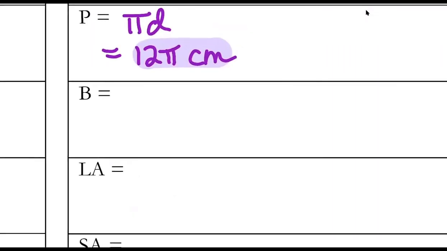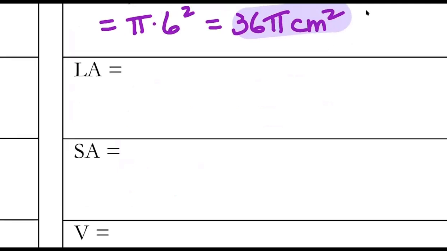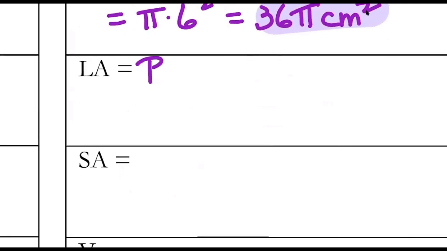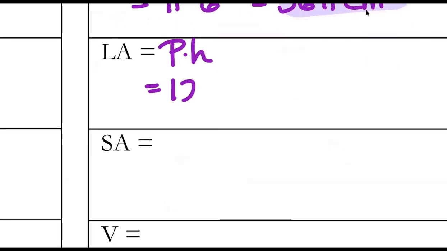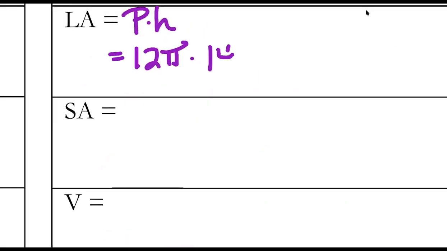Base area, pi r squared. So that's pi times 6 squared, 36 pi centimeters squared. Lateral area, perimeter times height. The perimeter was 12 pi. The height is 14. 168 pi, and that would be in centimeters squared.